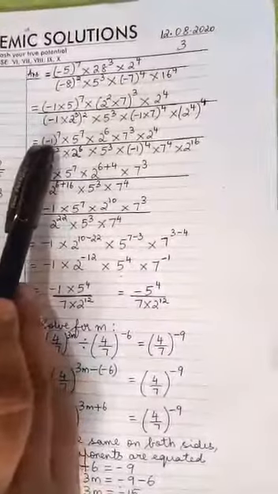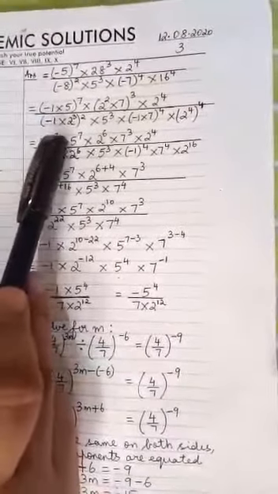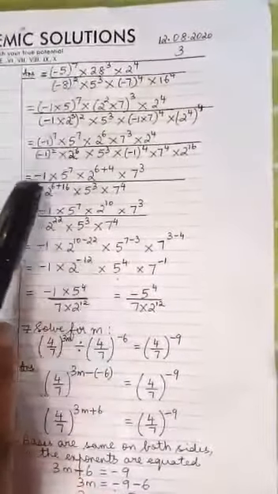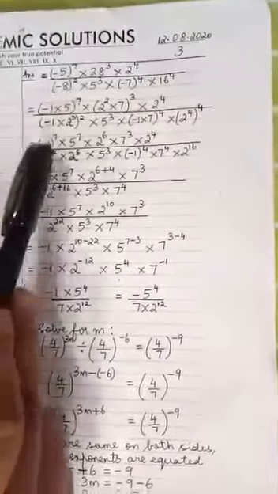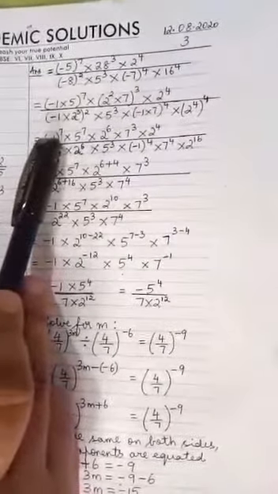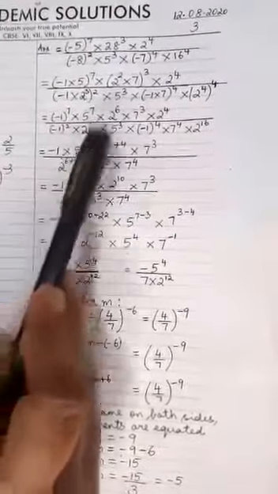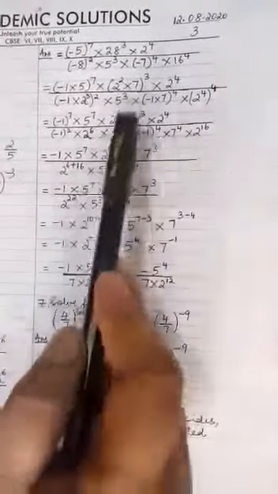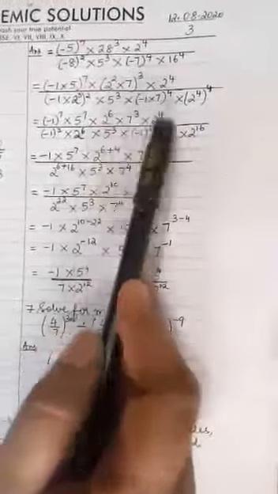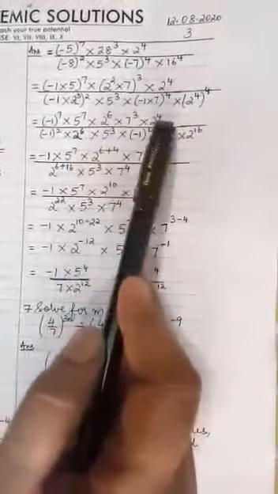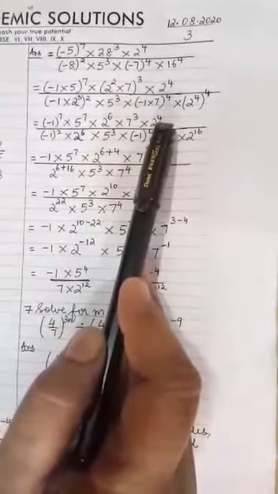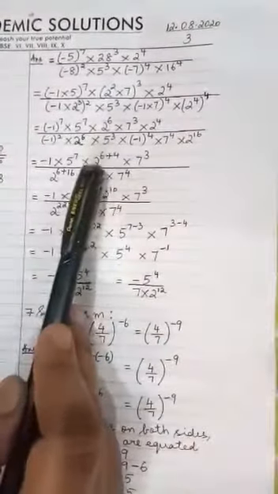Now how do we simplify this? Minus 1 is raised to an odd power, so the value is minus 1. Minus 1 multiplied with itself 7 times will give us minus 1. Into 5 to the power 7 into 2 to the power, we have two terms here to the base 2. We have two terms in the numerator in base 2, so add the powers. So 2 to the power 6 plus 4.